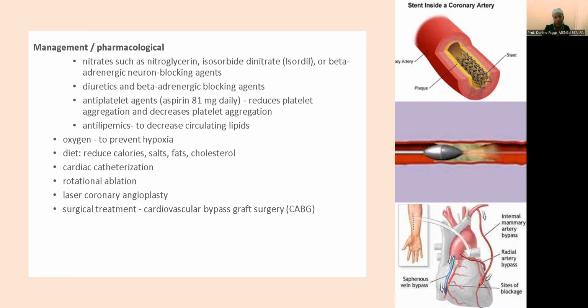Put them on oxygen because they're going to be hypoxic. Okay, so they'll have O2 on. And there are some lifestyle changes. Moving forward, they need to be on a low calorie, low salt, low fat, low cholesterol diet. Yes, we'll talk about cardiac cath in a moment.